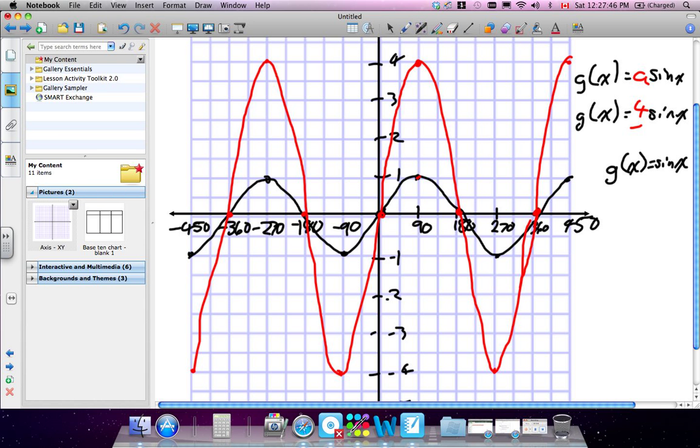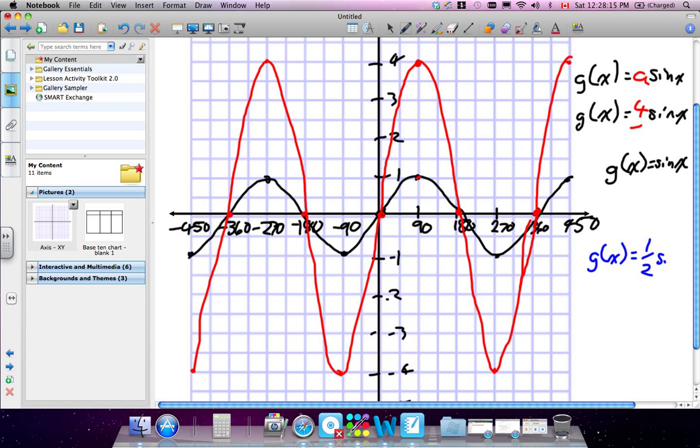The amplitude of this has changed. It's gone from being 1 to having a new amplitude of 4. So it's really easy actually to find the amplitude. Whatever a is equal to is the amplitude of your wave. So in our original one, technically there's a 1 there, and that's why our amplitude is 1. Does that make sense? So this one is stretched.